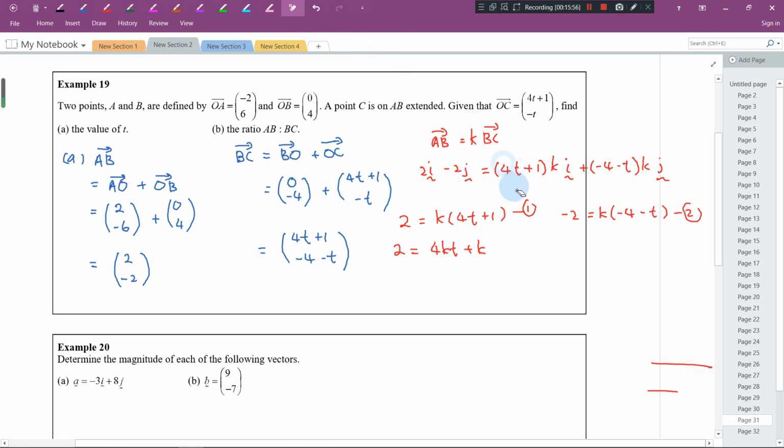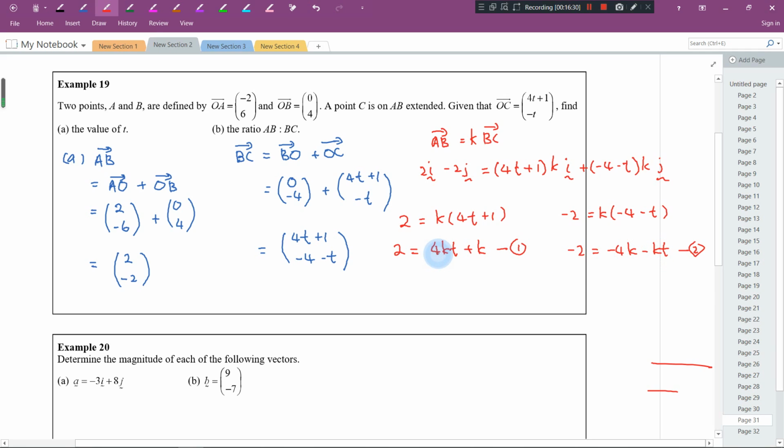Okay, how about this one? I don't want to write 1 and 2 first. Here I only start to write 1, and this one same thing. Negative 2 is equal to negative 4k minus kt. Okay, so now I can eliminate, you can eliminate the k or kt. So how about I eliminate the kt first? This is the second one. So here is 4kt. This is negative kt.